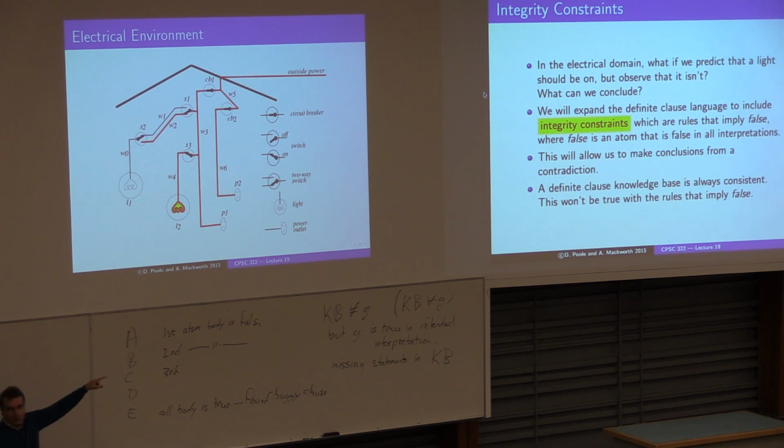But when we had this definite clause knowledge base, when we just had definite clauses, it's always consistent. But now we can actually get inconsistencies. So we can observe things contrary to our assumptions. Right, so before it was always consistent. There was always a model of a definite clause knowledge base. We could just assign everything to true and we were happy. We had a model. But now we can't do that anymore.